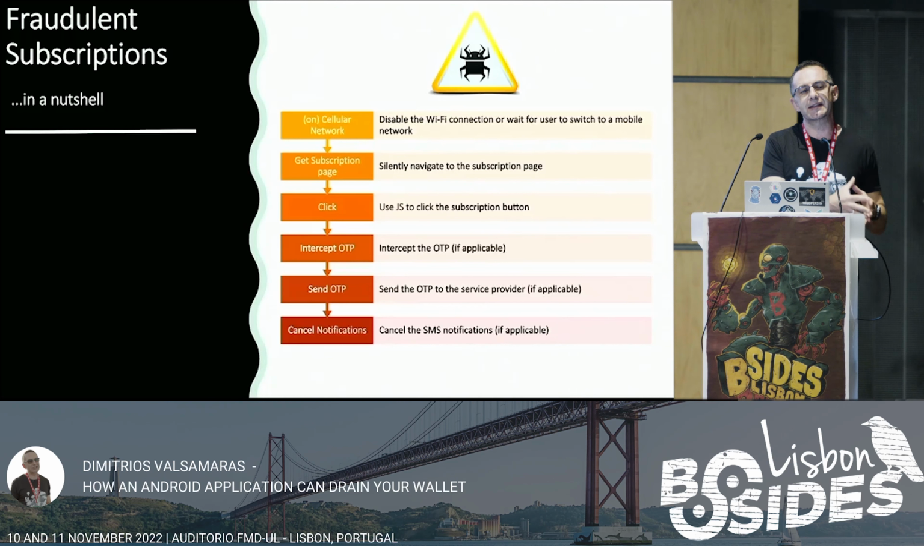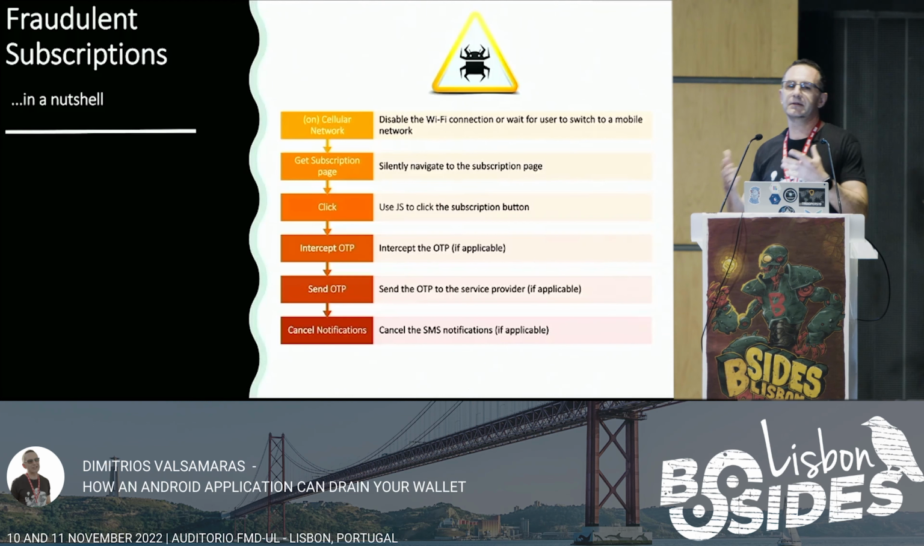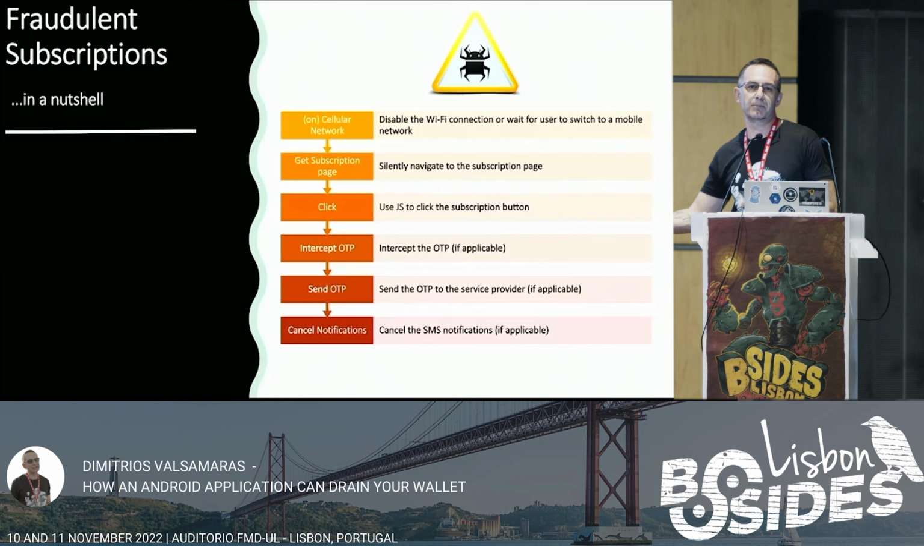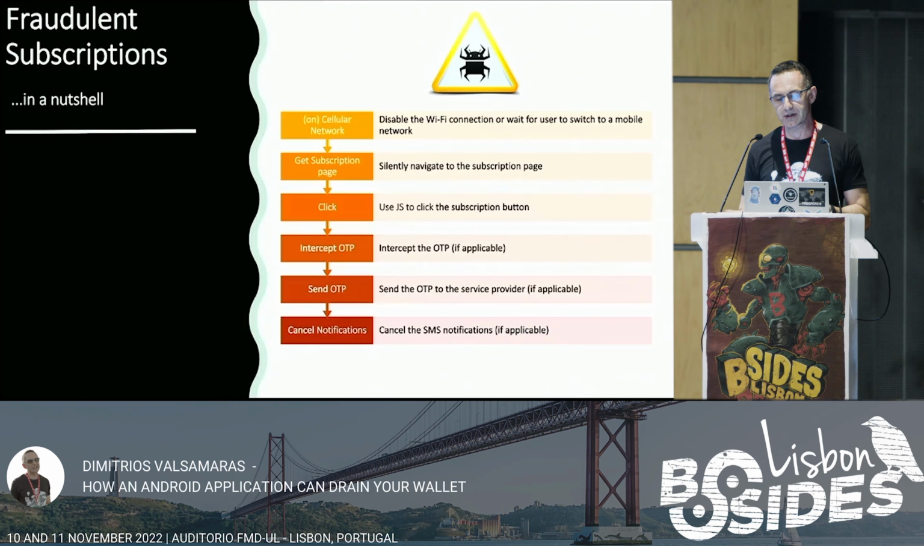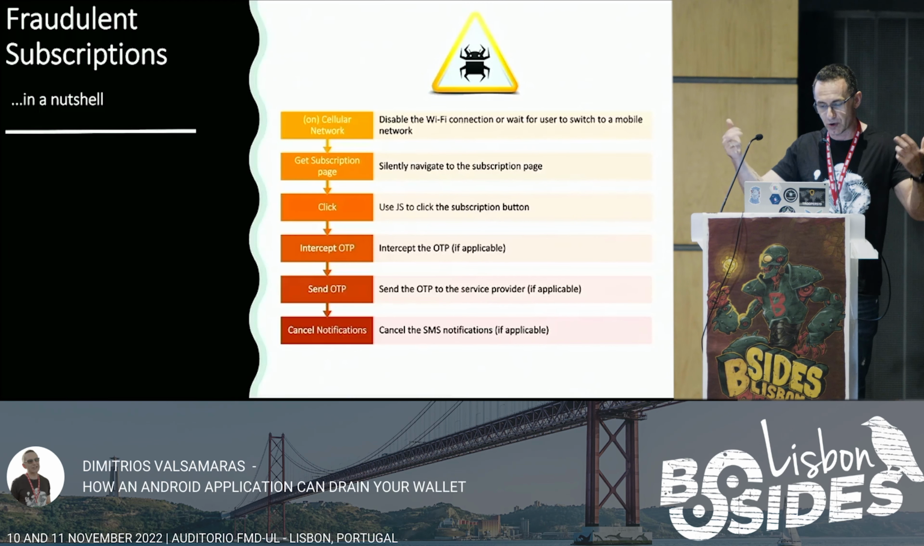So the malware has to take these steps that the user did before in order to achieve this type of subscription. First of all, it has to disable the Wi-Fi connection or wait for the device to switch to a mobile network. That's the first step. Then navigate to the subscription page, then simulate the user click on the subscription button. Intercept the PIN which is sent from the server to the user. Send this OTP back to the server. And finally, keep the process silent, in order for the user not to understand and for the process not to be noticeable to the user.